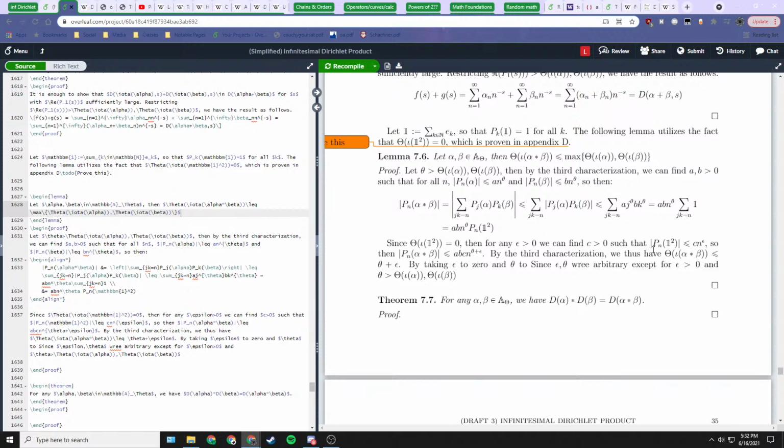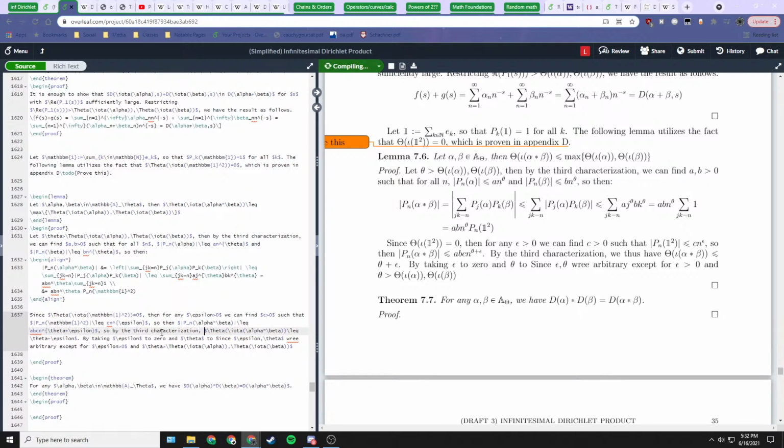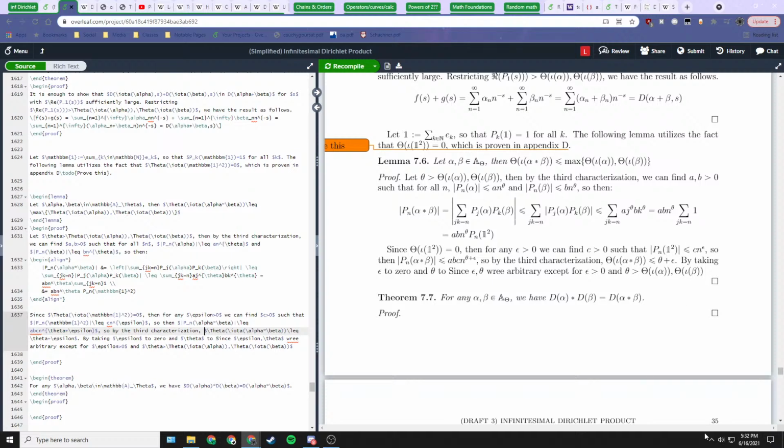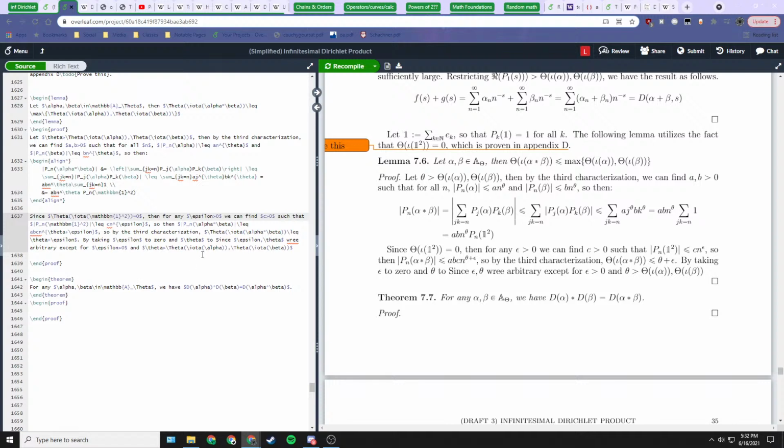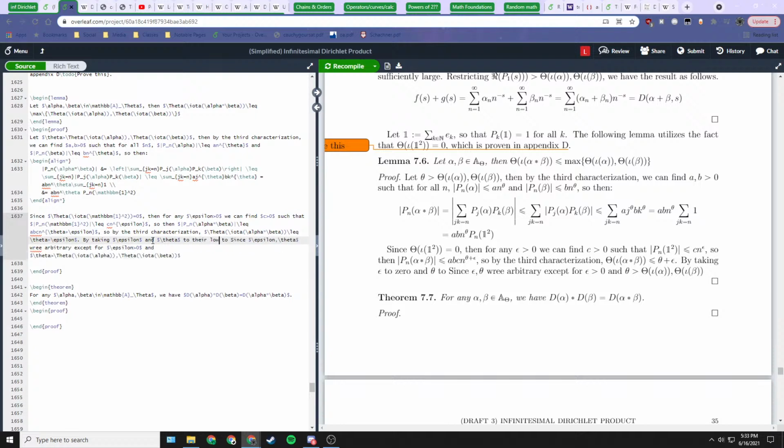Then by the third characterization, the theta value of alpha convolute beta, alpha star beta, is less than or equal to theta plus epsilon. By taking epsilon to 0 and theta to its minimum, taking epsilon and theta to their lower bounds, we have the convolution.